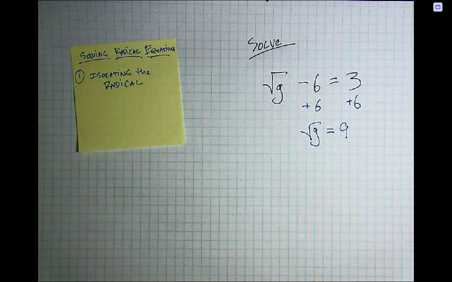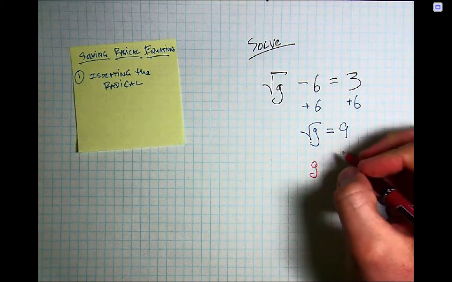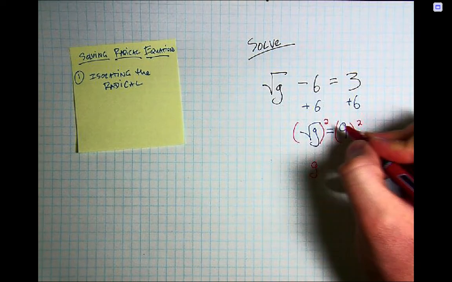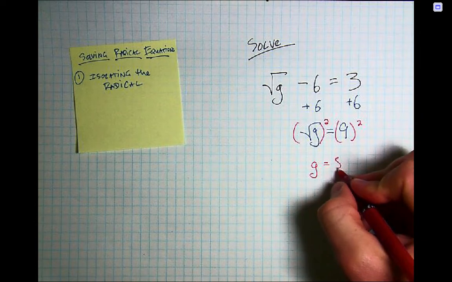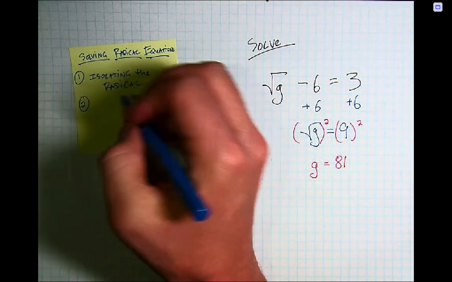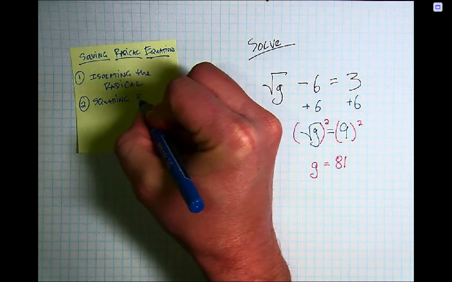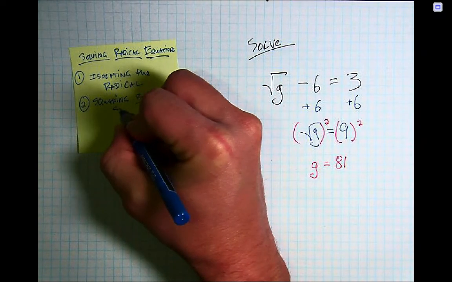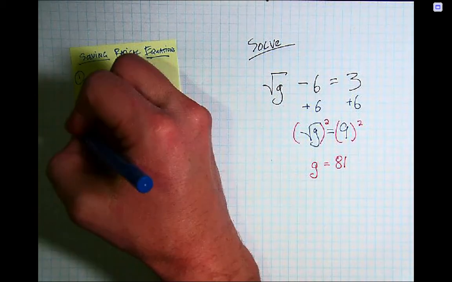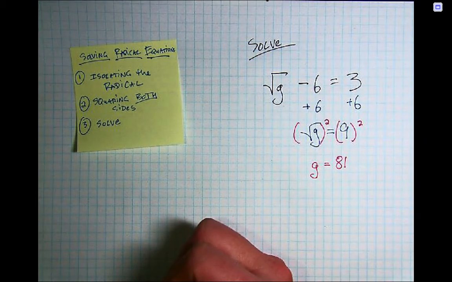Then, what did we do on that sailboat problem to get g? Well, we basically squared both sides, right? So what's step 2 when you're solving radical equations? Squaring both sides of the equation. And then sometimes you're done and you have your solution. Other times you've got to still do a little bit more solving.